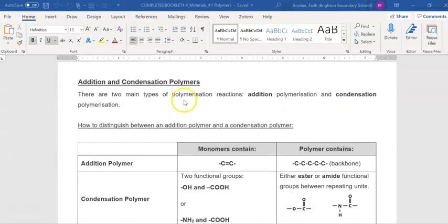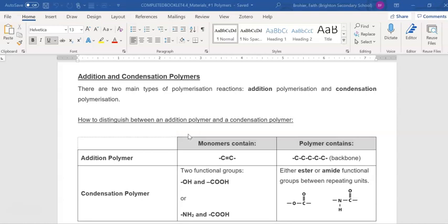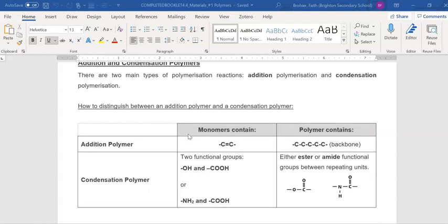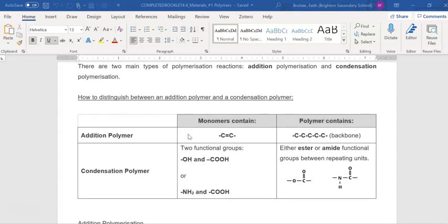There are two main types, and we've talked about condensation polymers because that's how you form a protein. But you can also get addition polymerization. The main way you can distinguish between the two is if you've got an addition polymer, the monomers will contain a double bond so that you can unfold them in order to form this backbone. Alternatively, if you're looking at the polymer and wanting to see if it's formed from an addition reaction or a condensation reaction, you just look for a carbon chain backbone that just has single carbon bonds to it.